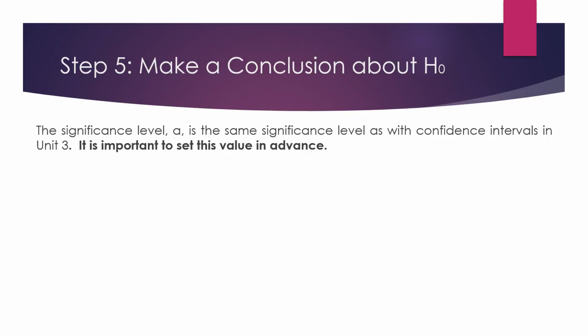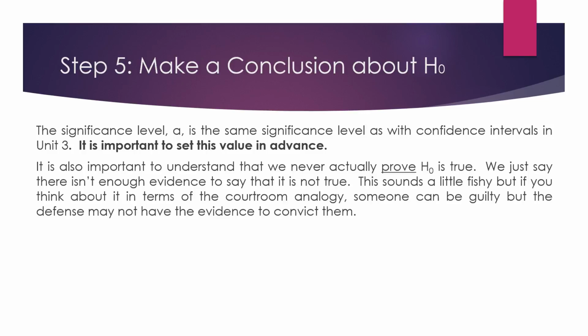It's really important to set your alpha value in advance, and it's the same exact thing that we thought of with confidence intervals. It's also important to understand, and this is really, really important, that we never prove H0 is true. We just say there isn't enough evidence to reject it. This sounds really weird, but if you think of the courtroom analogy again, someone could be guilty, but there just might not be evidence at this time to prove it.